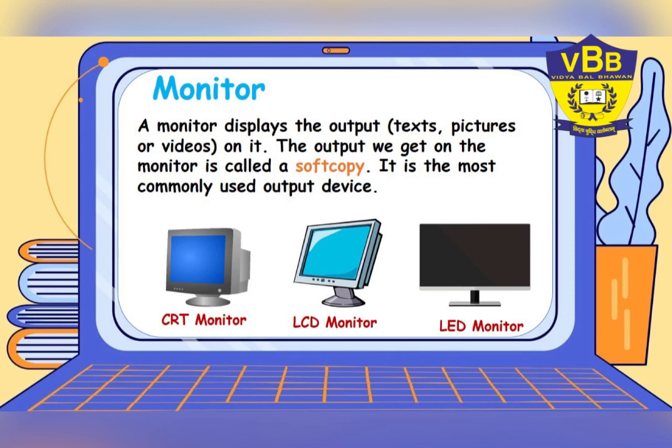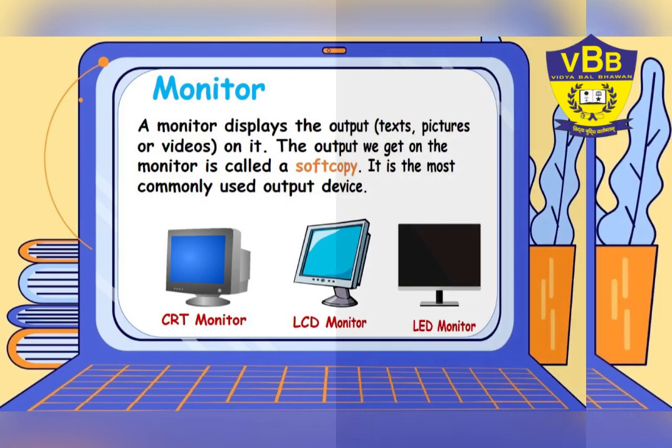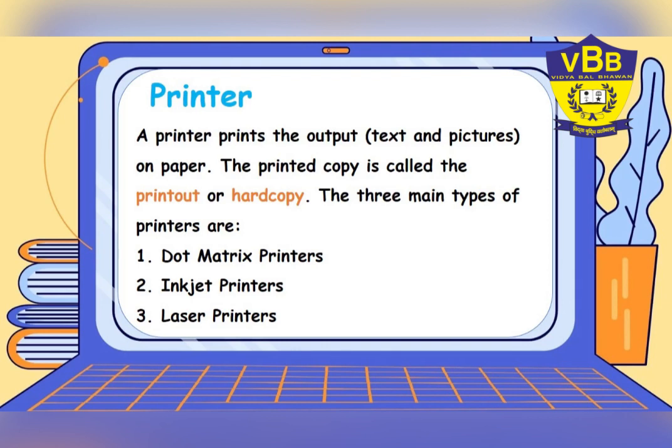Now, the output which we see on our monitor is called a soft copy. The second one is printer. Printer also has three categories. First one is dot matrix printer, second one is inkjet printer, and third one is laser printer. The digital copy which we get on paper is known as the printout or hard copy. Okay? Now, this was a short recap of our previous classes.